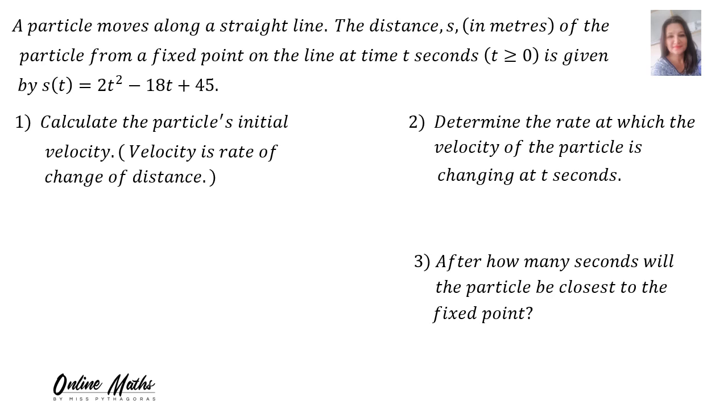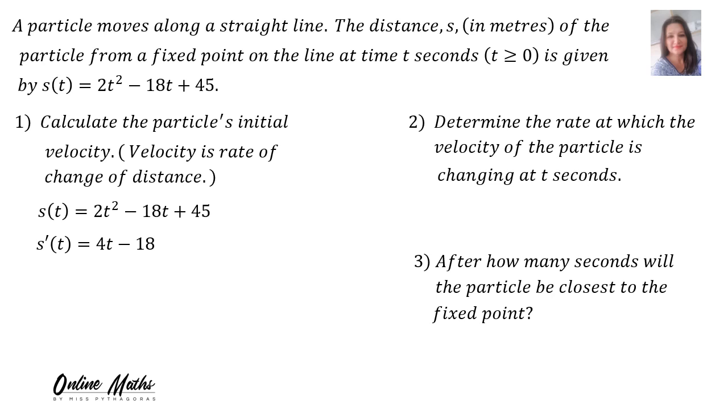Question 1. Calculate the particle's initial velocity. Velocity is the rate of change of distance. What this means is that when you have an equation for the distance and you find the first derivative, you find the equation for the velocity. So the first derivative is 4t minus 18.